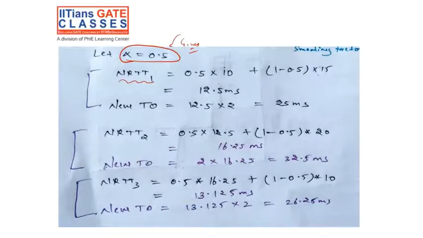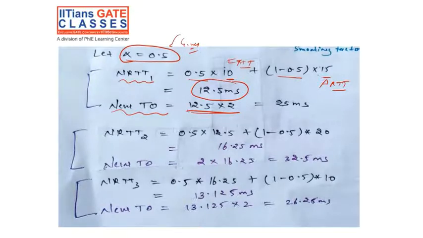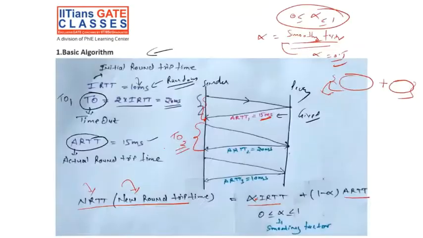Now see the first new round trip time, which will be alpha times the initial round trip time, 10, which is given, plus 1 minus alpha, which is 1 minus 0.5, times the actual round trip time. So the value will be 12.5 milliseconds. The new timeout will be 12.5 times 2. In the algorithm, it is the round trip time times 2. That is the basic algorithm. So your next timeout will be 25 milliseconds.